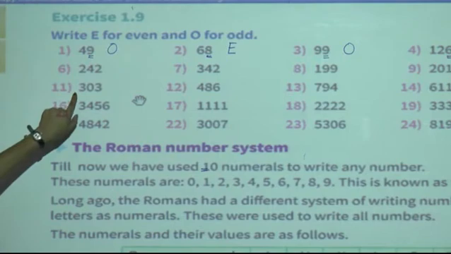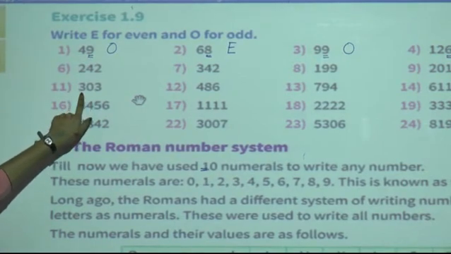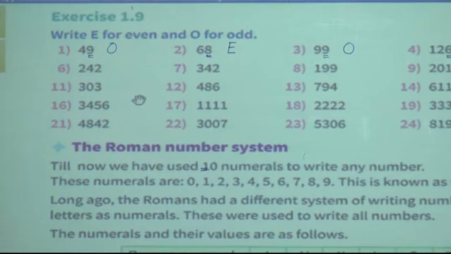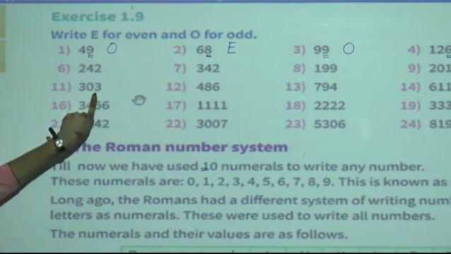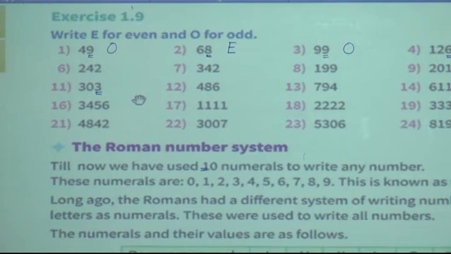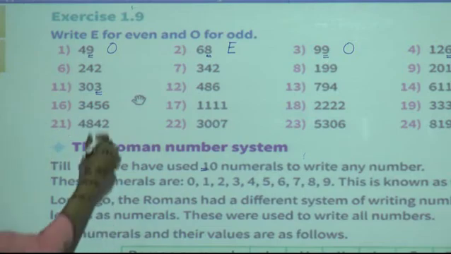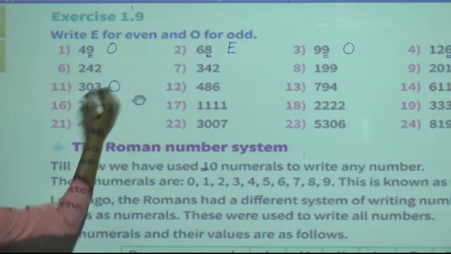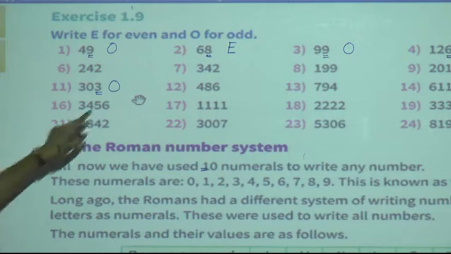Now we will see this number 11, 303. This is also a 3-digit number, but no matter how long or how big the number is, what do we have to do? We have to see only the last digit. So here at ones place 3 is there. So is 3 even or odd? Yes, 3 is odd. So this 303 is also an odd number. So we will write O.